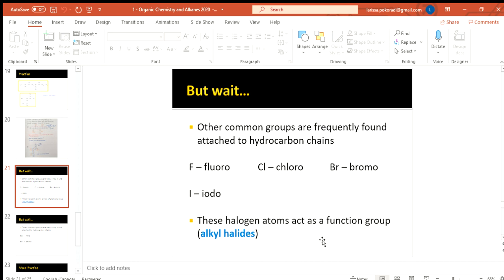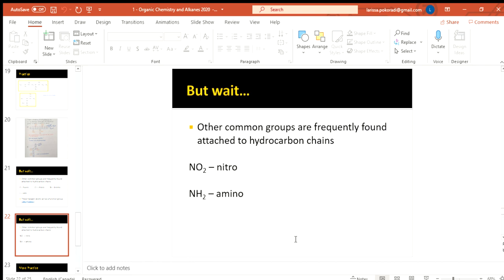Okay, but wait, there's more. So we said we could have halogens. They get some cool names. So instead of fluorine, we'll call it a fluoro. Instead of chlorine, it's a chloro. Bromo for bromine, iodo for iodine. They also get the alphabetical rule. So say we had a bromo and an ethyl group on our main chain, bromo would get named first just because B comes in the alphabet first. So these would be called the alkyl halides because they make kind of like that salt.